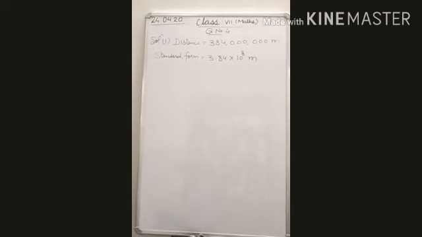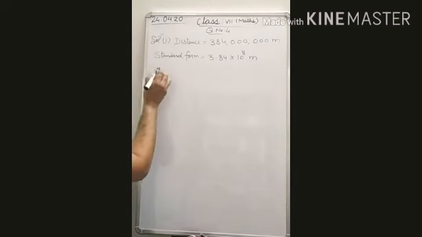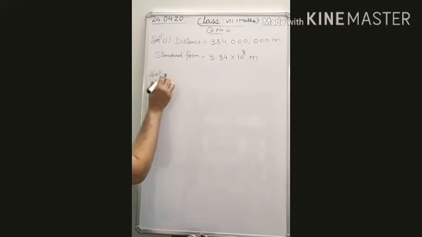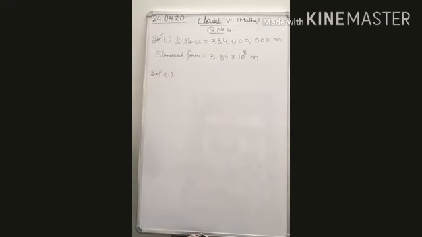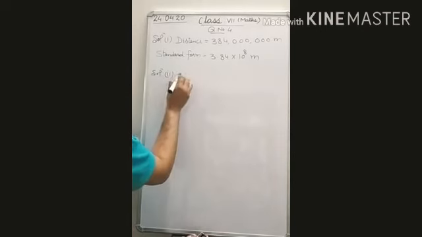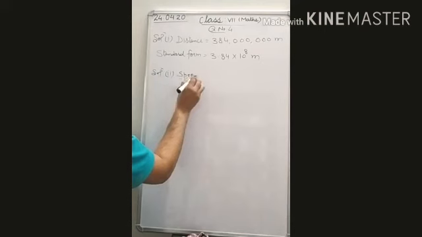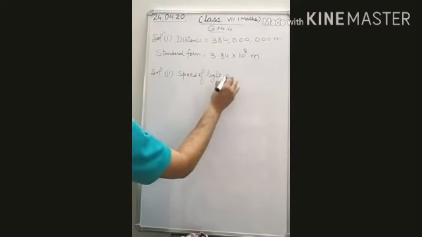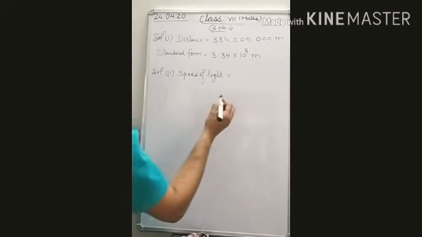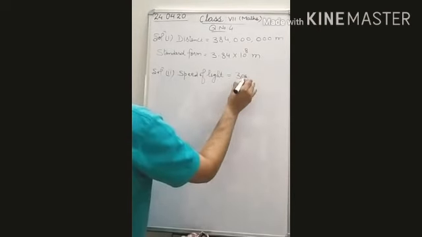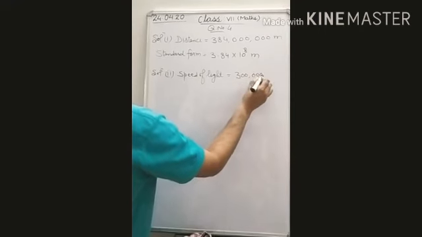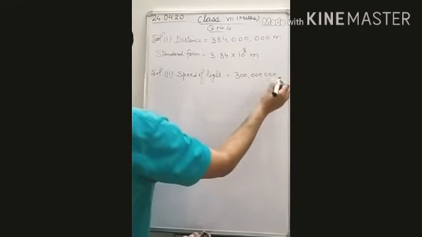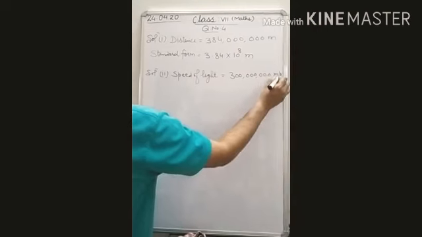Now let us move to the next question. Here in B part, or second part, it is given speed of light in vacuum. This we have given. You write the same, speed of light. How much it is? It is given that much meter per second.